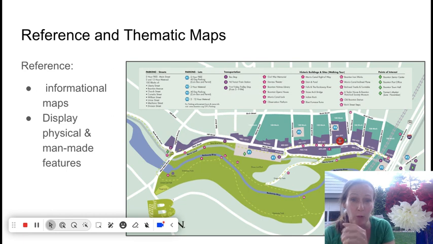Maybe you want to figure out where you can park in Boonton. This is a map of where you can park in Boonton. You might reference some of these places. This is an example of a reference map. So these will have both man-made features. You see there's various stores and buildings here. And these maps could also show physical features, like you see here, the river that runs through town.